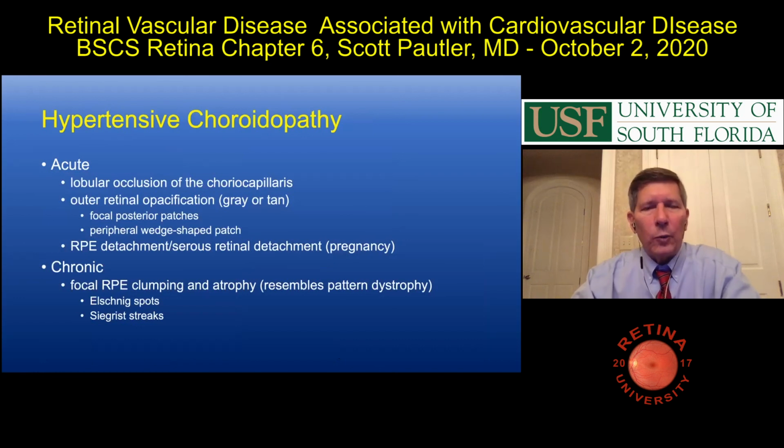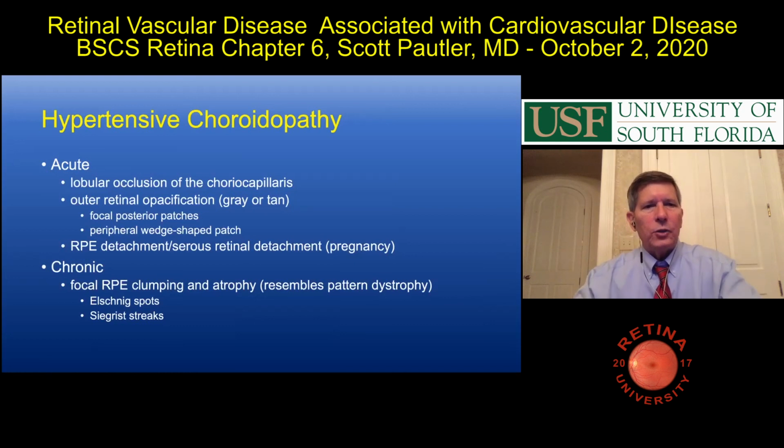Now, we talked about retinopathy. We like to think of different areas that the hypertension can affect. It can affect the choroid, and we'll talk about optic neuropathy as well. Hypertensive choroidopathy is usually not seen in isolation. That is, it's usually seen with hypertensive retinopathy. The retinopathy usually is seen first.